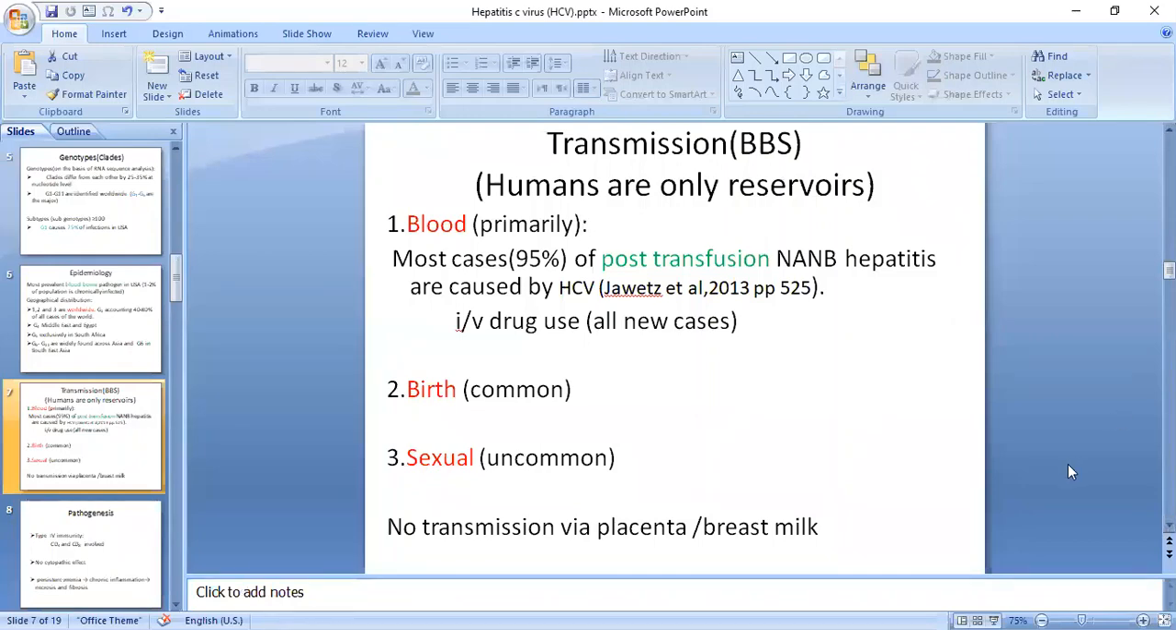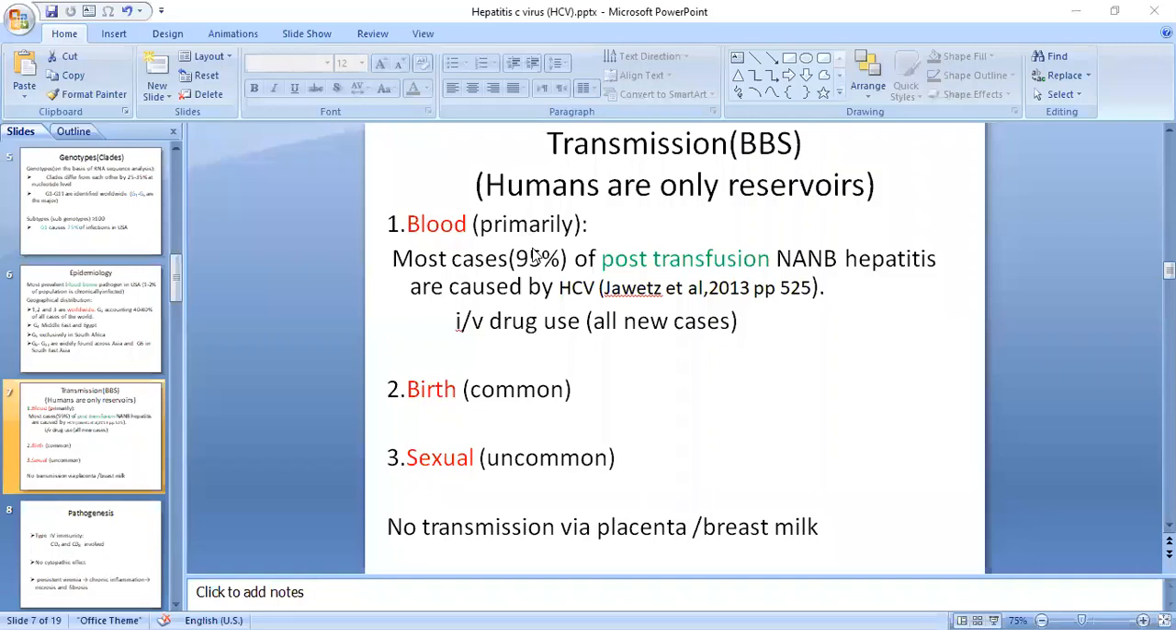How is this hepatitis C virus transmitted to human beings? Here is the acronym BBS. You are an MBBS, but this is a BBS. Transmission is by 3 ways, and for memorizing the modes of transmission, BBS means B for blood, the next B for birth, and S for sex. So these are the 3 modes of transmission.